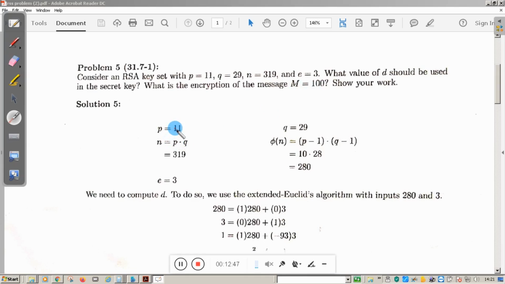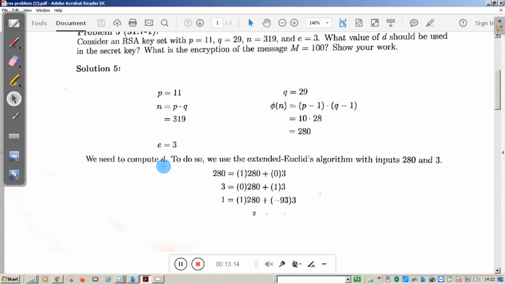So we have P equal to 11, Q equal to 29. What is the value of N? N is nothing but P into Q, 319, and Euler's quotient is (P minus 1) into (Q minus 1), 280. We know one of the keys, the public key, is 3. Now you can apply Euclid's algorithm method, and by using it you can find out the value of D.